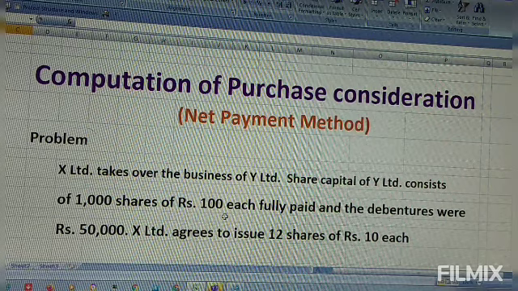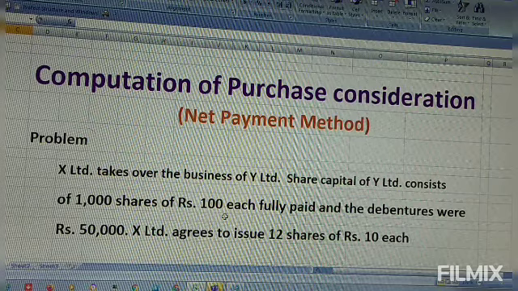Now we'll understand how to compute or calculate the purchase consideration using different methods. Now here we have the net payment method. Then what is the net payment method? Net payment method refers to the purchase consideration being the sum of the agreed value of shares, debentures and cash paid by the transferee company to the shareholders of the transferor company.